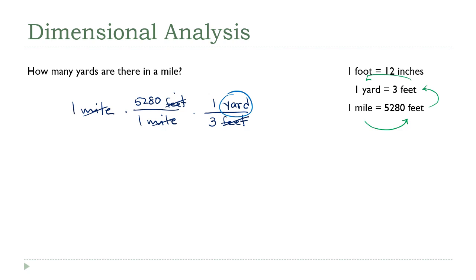So if we look at the numbers, this is 1 times 5,280 times 1 divided by 1 times 3 yards. 5,280 divided by 3, that's 1,760 yards. And there's my answer, right? There's the number of yards in 1 mile.